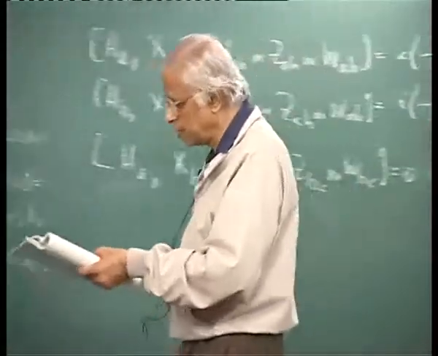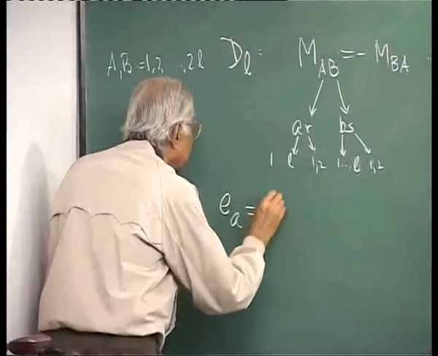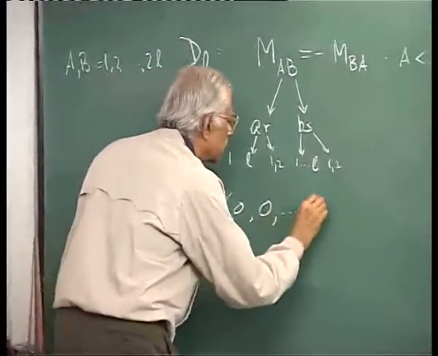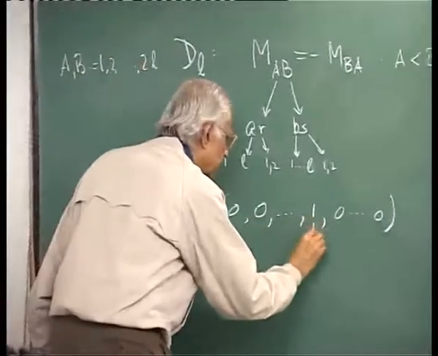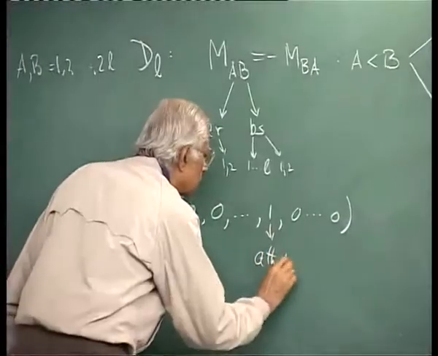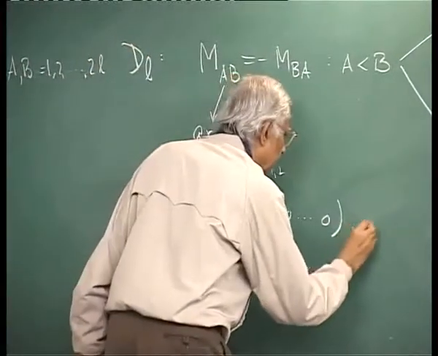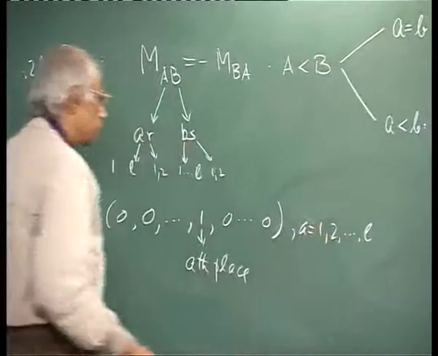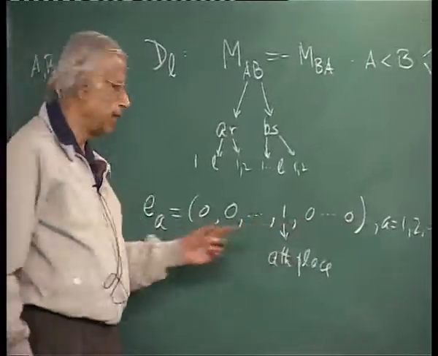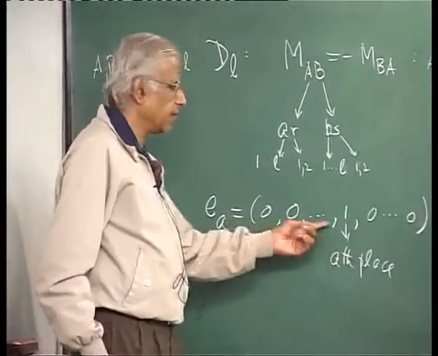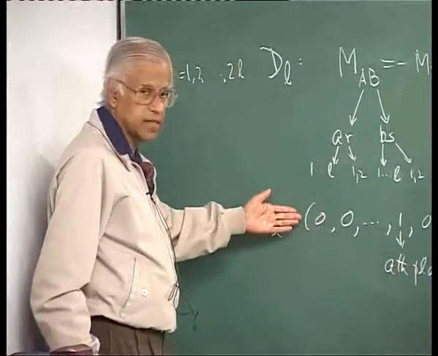So we introduce the following simple notation to keep track. In L-dimensional space, we will denote the standard unit vectors in L dimensional space by little e. So e1 will be the L dimensional vector 1, 0, 0, 0, 0, 0. e2 will be 0, 1, then all zeros, and so on. So this is what is called a standard basis in root space.